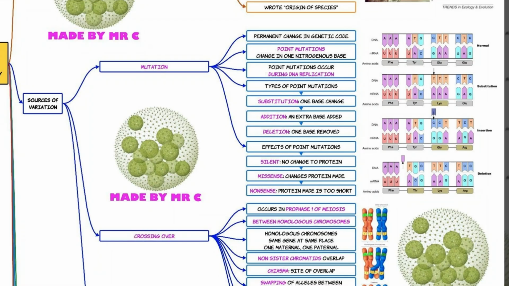There are several types of point mutations. Substitution, which changes one base, say from an A to a T. Addition adds an extra base. Deletion removes one base. The effects of these point mutations can be silent, which means there is no change to the protein made. Missense changes the protein that is made, and nonsense means the protein is made too short.